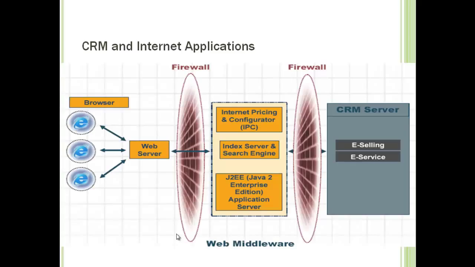So let's have a look at how CRM is connected to the internet application. As you can see, we have the CRM server connected with web browsers via a web middleware. The browsers are connected to the web server, and inside our web middleware we have Internet Pricing and Configurator IPC, Index Server and Search Engine, and Java 2 Enterprise Edition. The Internet application components are made available through a web server. These are based on Java 2 Enterprise Edition technology, which is an open, non-SAP platform. Then we have the Index Server and Search Engine.